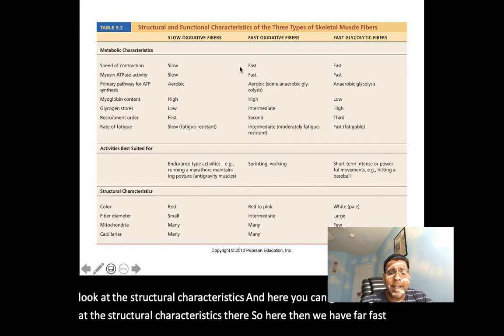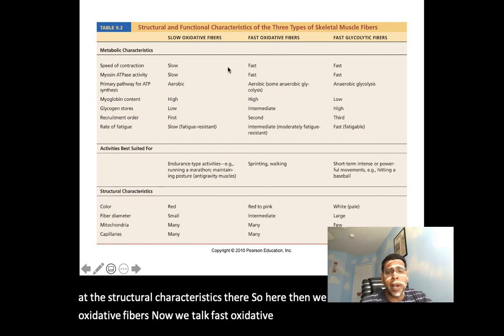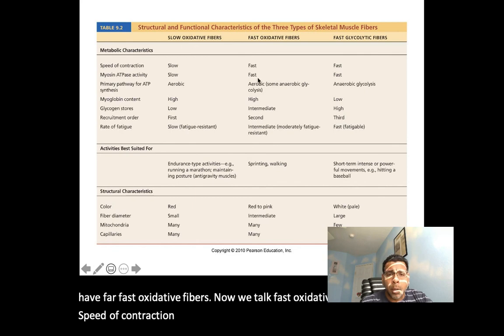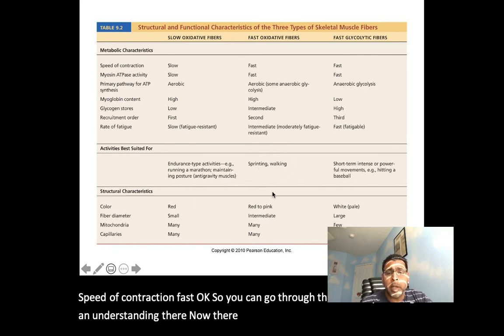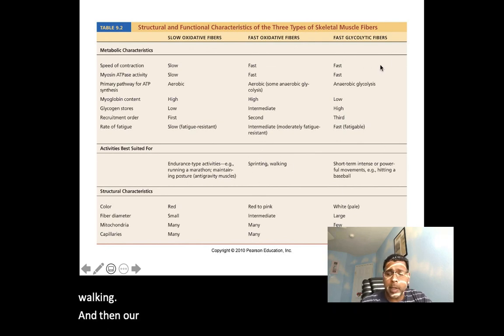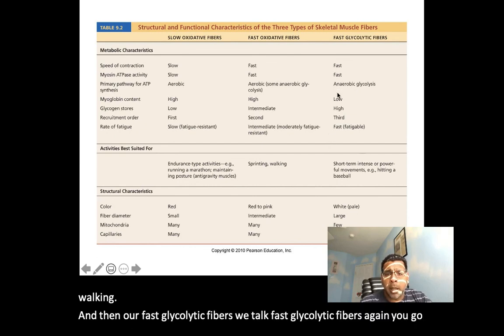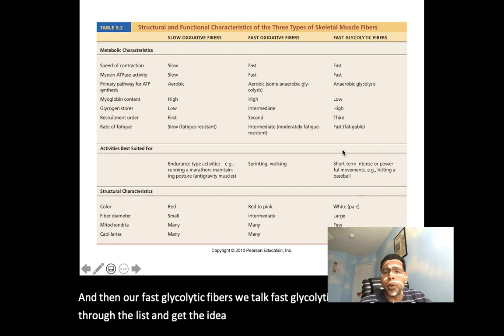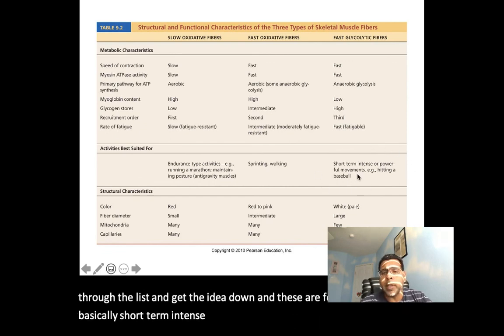When we talk about fast oxidative fibers, speed of contraction is fast. You can go through the list and get an understanding there. They're best suited for sprinting and walking. And then our fast glycolytic fibers. Again, you can go through the list and get the idea down. These are for short-term intense or powerful movements.